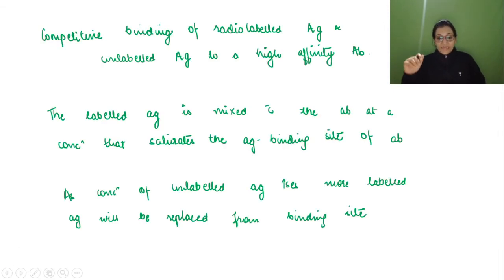So the decrease in the amount of radio-labeled antigen bound to specific antibody in the presence of the test sample is measured for determination of the amount of antigen which is present in the test sample. So in standard condition, the amount of labeled antigen bound to the antibody decreases whenever the amount of unlabeled antigen increases in the sample. So these are the two things.